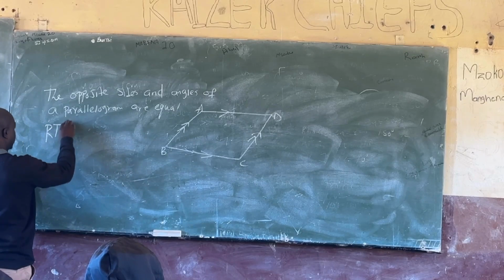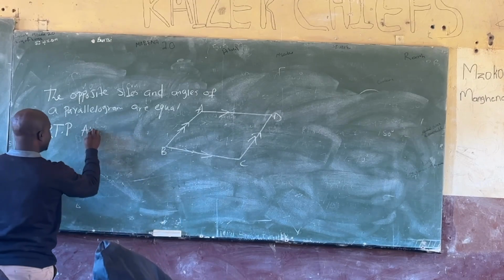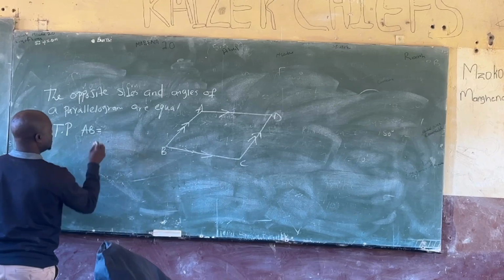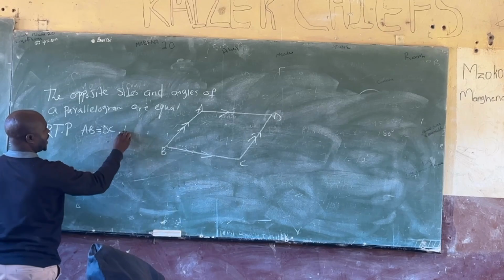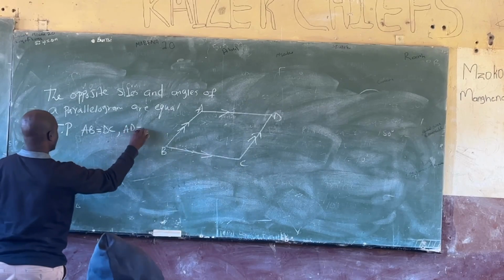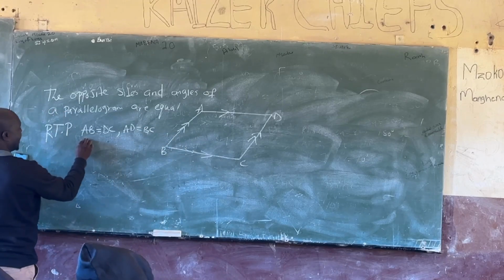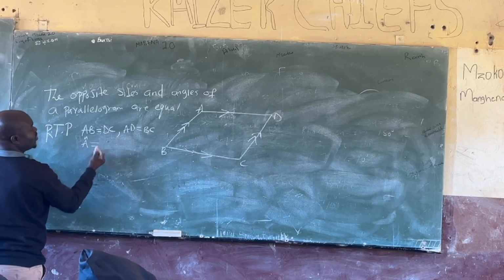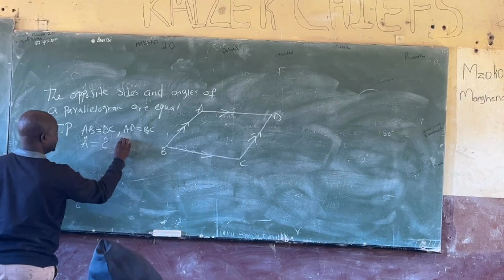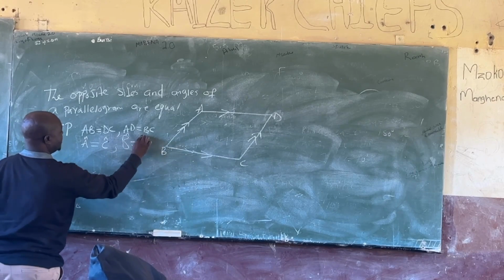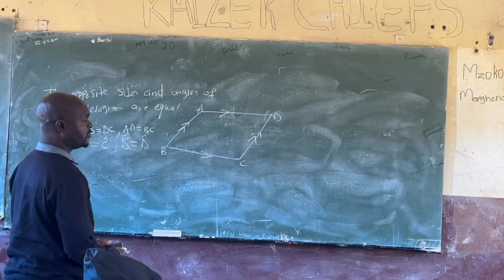Required to prove. We are proving that AB is equal to what? DC, or CD. Or we are proving that AD is equal to what? BC. Or we are proving angle A is equal to what? Angle C. Or angle B equals angle D. We are proving that. Then, required to prove.